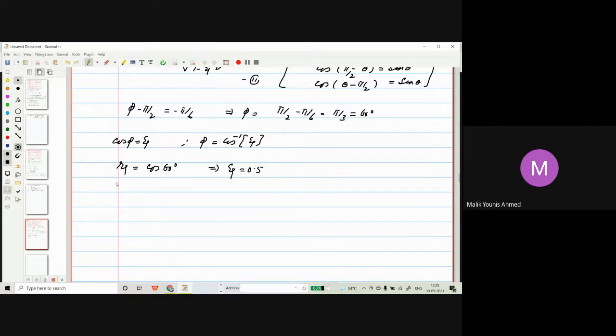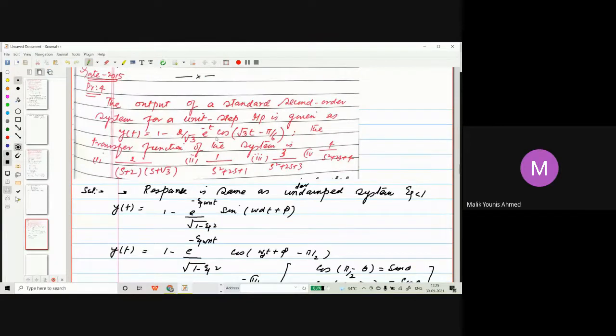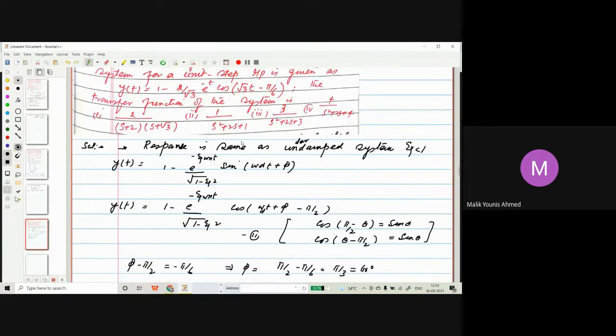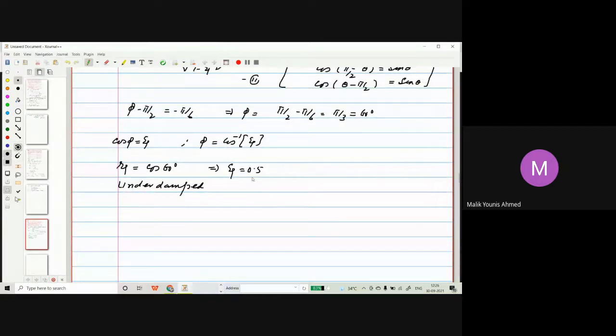So we can clearly see, since xi is equal to 0.5, the response is underdamped. Now we have got the value of xi. Compare omega d on top of this: the coefficient of t is root 3. So comparing the equation, you can get omega d is root 3 radians per second, whatever, from the question itself. This value is from the question because we compare that.